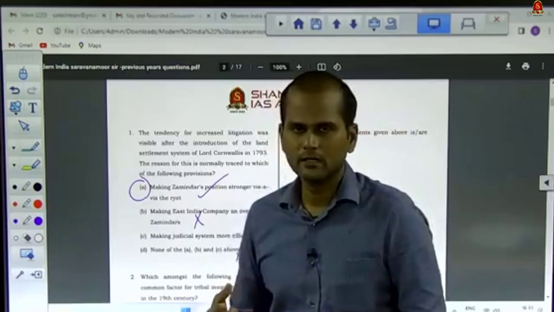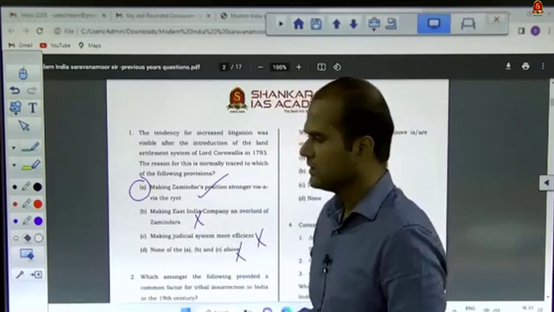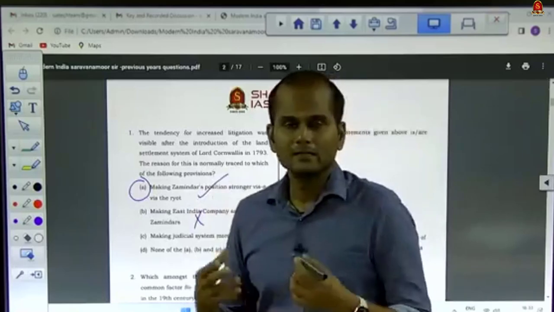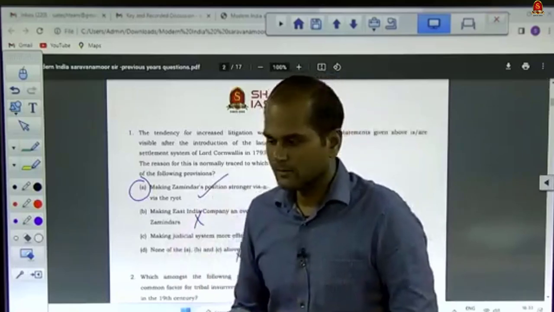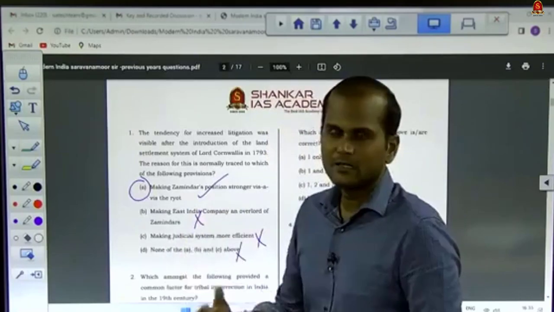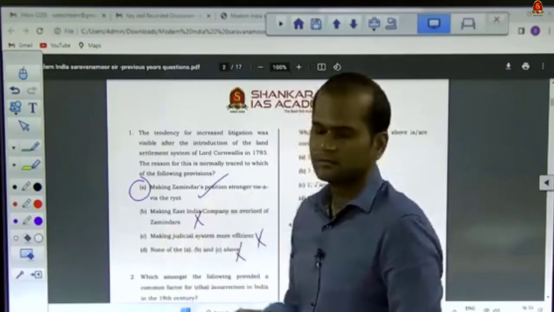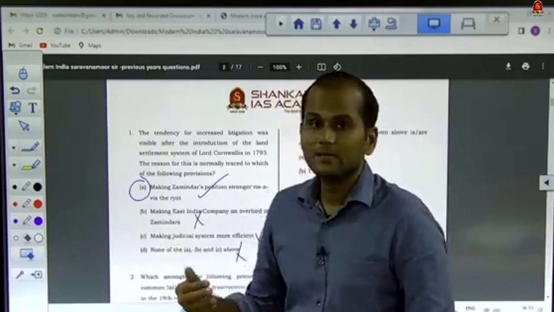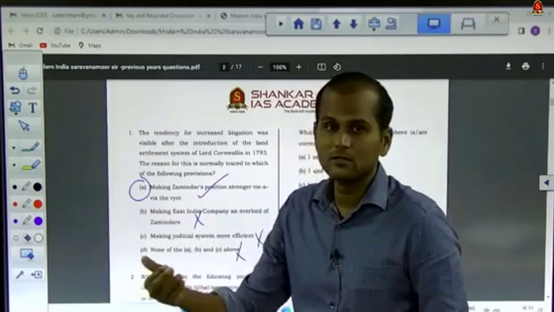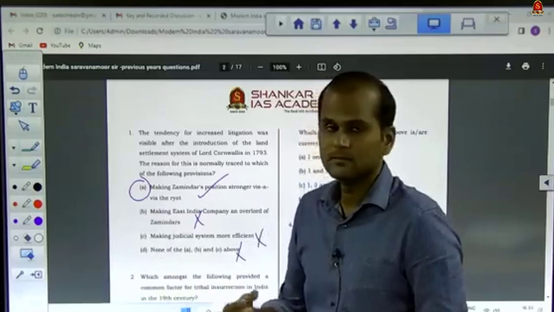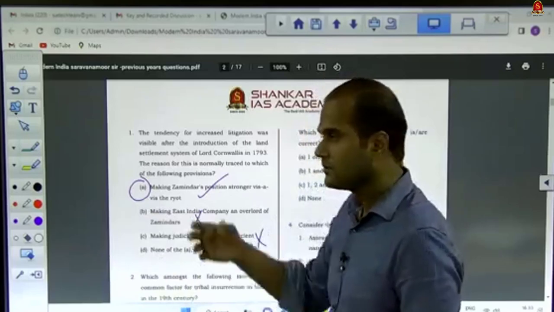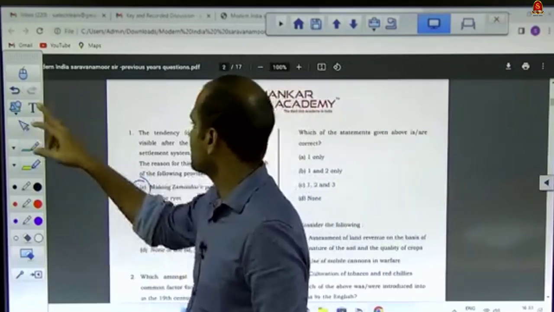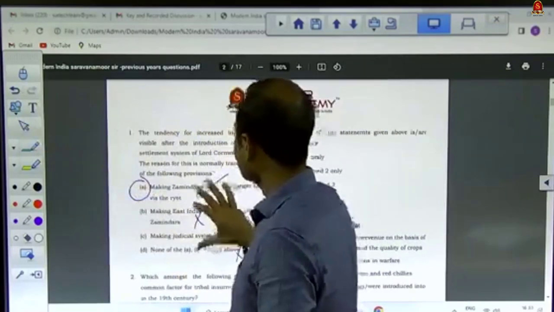Approach it this way: the best example of Zamindars and peasants is the Pabna movement. In the Pabna movement, when the Zamindar expelled the peasants illegally in Pabna district, the peasants approached the local courts. That took place in the 1850s, but much before that itself, the problem erupted. That's why for the first question, the answer is A.